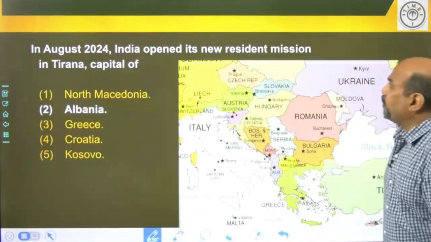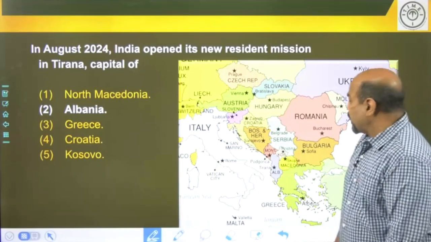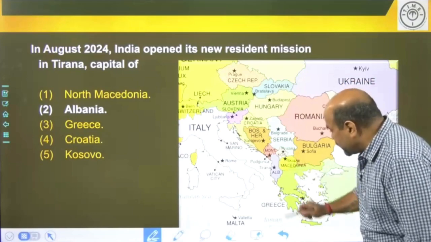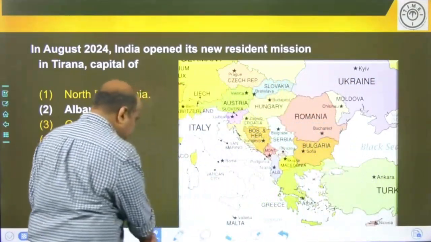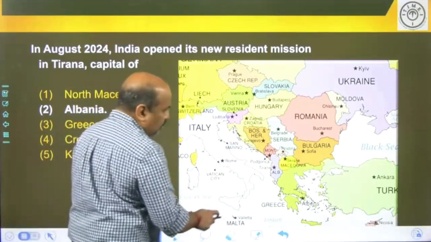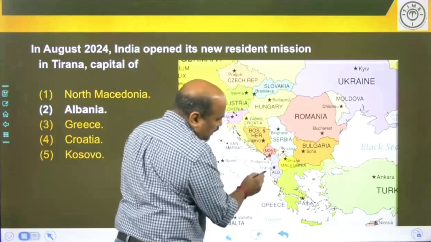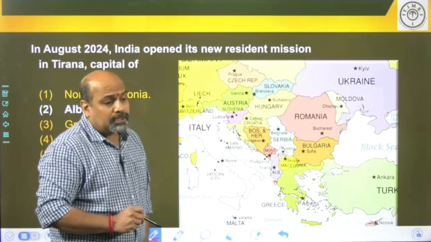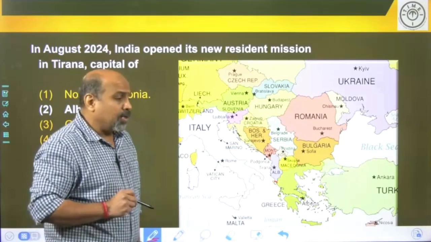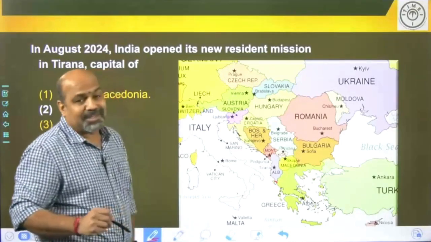In August 2024, India opened its new resident mission in Tirana, the capital of Albania. This is Albania. Let me use red here so that it's more visible. You can see it here in purple. Albania is predominantly Muslim. This is important to know.